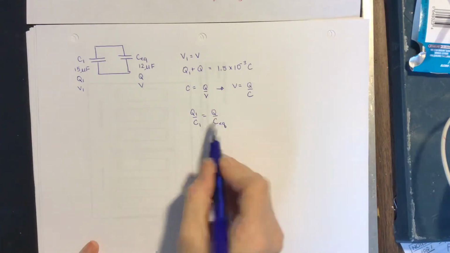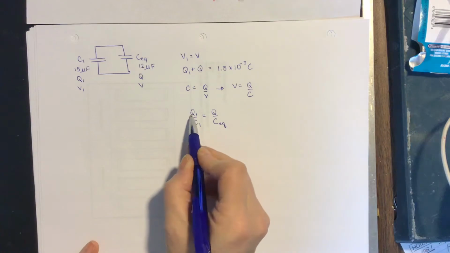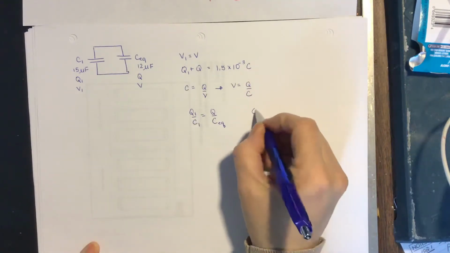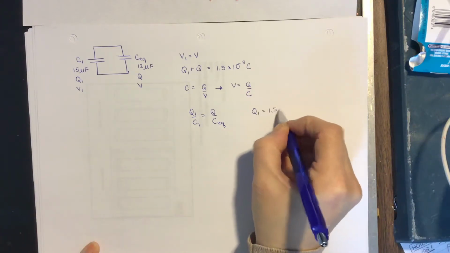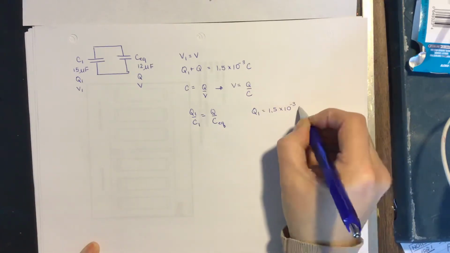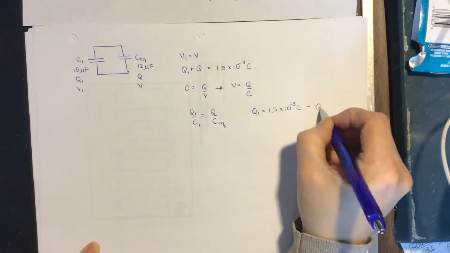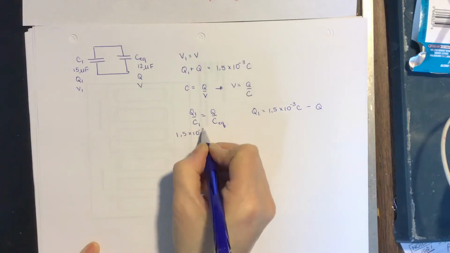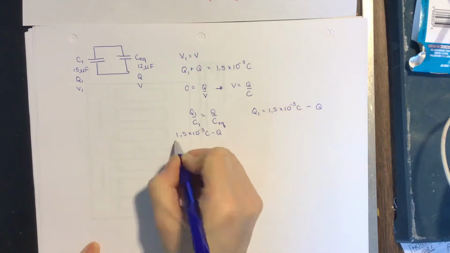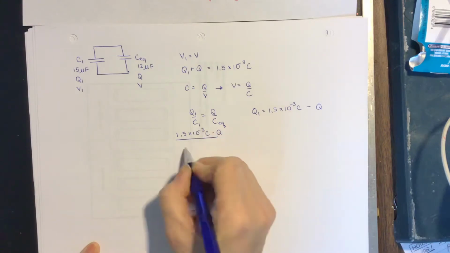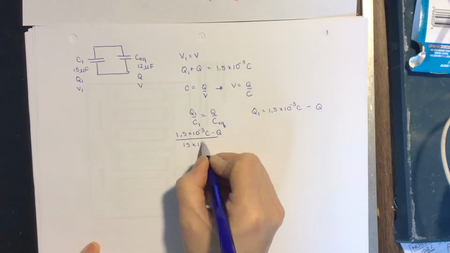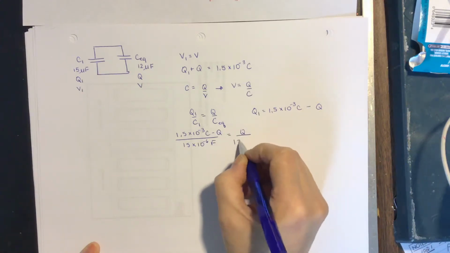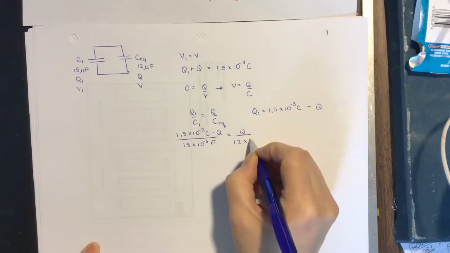We can put our numbers in right here, but we'd be stuck for a second because we have Q1 and Q here, which is two unknowns. But if we look up here, we see that Q1 is equal to 1.5 times 10 to the minus 3 coulombs, take away this charge Q. So let's sub that in right here. And our C1 is our 15 microfarads. And C equivalent is our 12 microfarads.